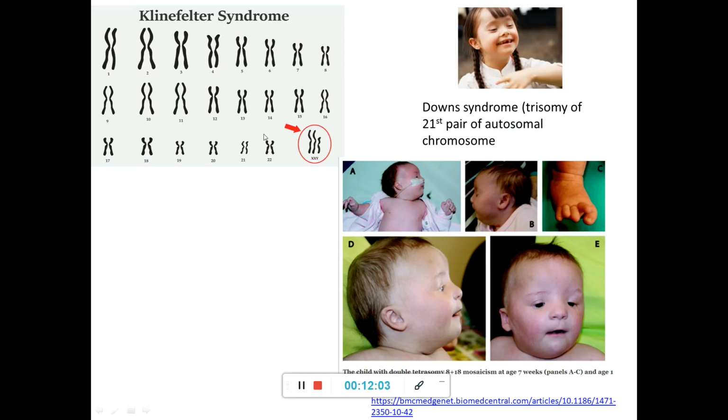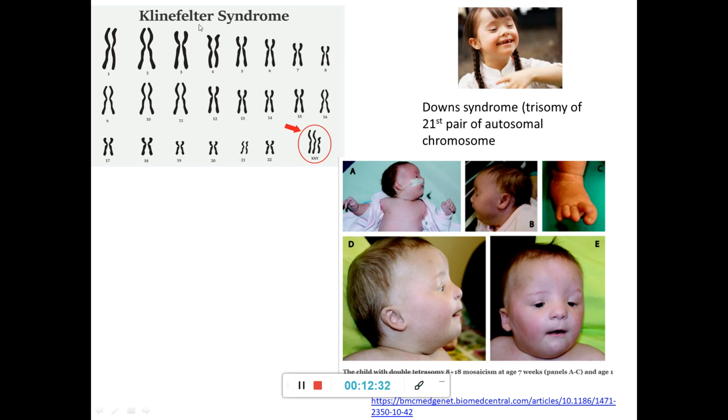Coming to Klinefelter's, the most prevalent one, we'll start from this. Down syndrome: what happens in the 21st pair of the autosomal chromosomes? You have autosomal chromosomes as well as sex chromosomes. In the 21st pair, when there is an addition, if this 21st chromosome is duplicated once more, that would result in the formation of Down syndrome.